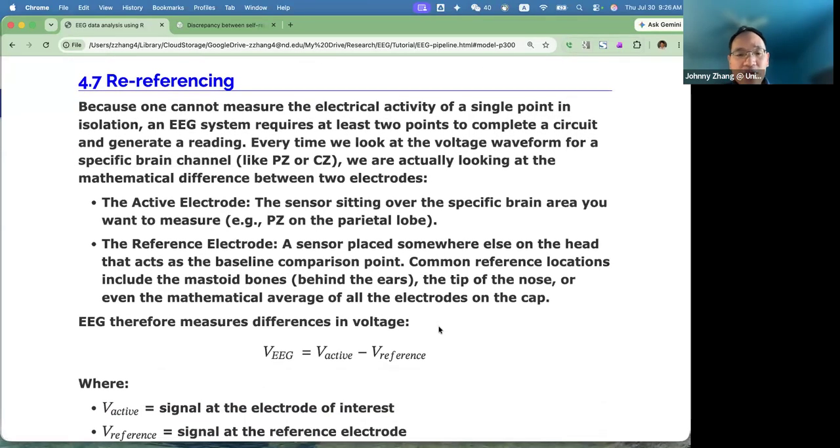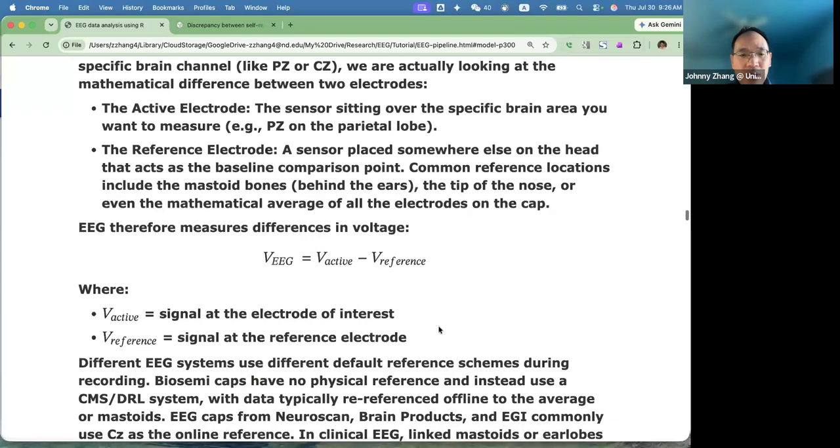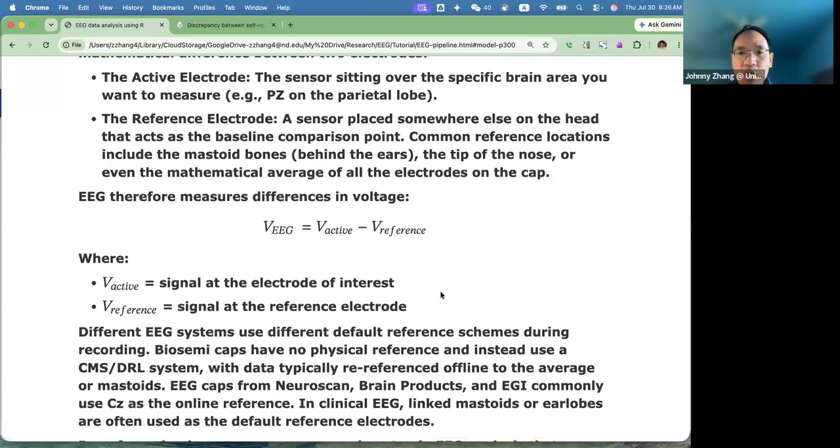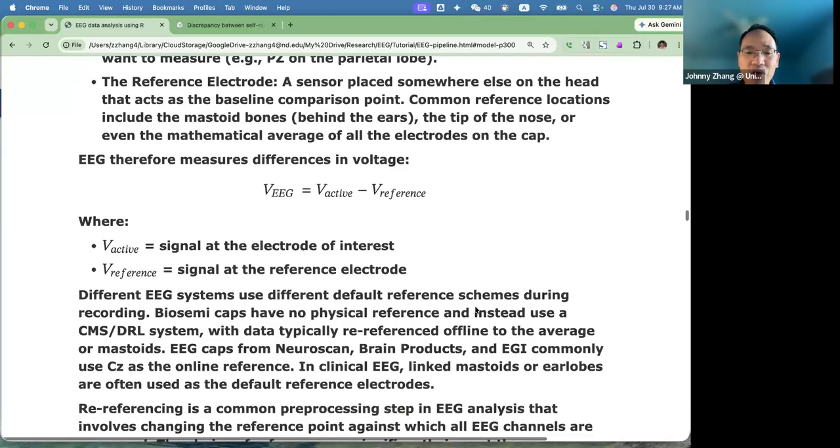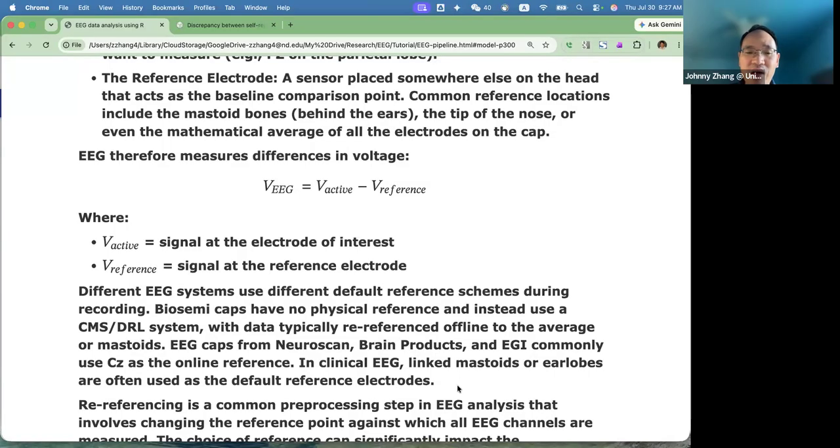In EEG data analysis, we can often change the reference point or the reference electrode before we do the data analysis. For example, we may do this just because we want to use a standard procedure. In a lot of data analysis, they use M1 and M2 as a reference electrode. So if we use the same, then we can compare our results with other studies, right?